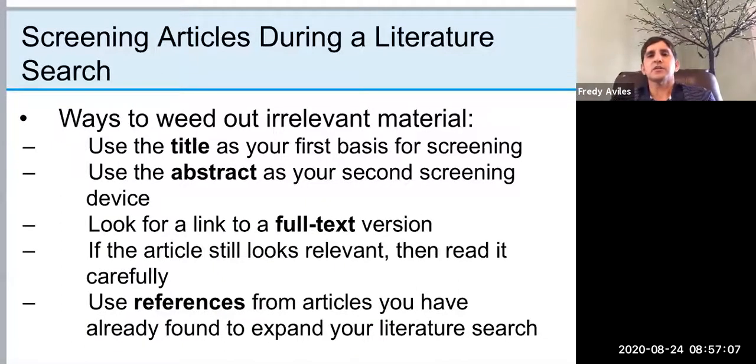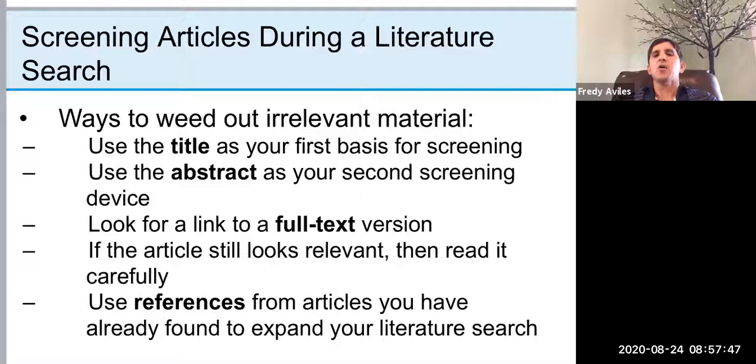Okay, screening articles during the literature search: ways to weed out irrelevant material. When you do your search, especially when you keep it general, let's say you just type in depression and see what pops out. You're probably going to get more than 100,000 different search results. That's way too many. So you want to narrow it down, okay? You can narrow it down by title. Maybe you're interested in depression, but maybe it's depression in, let's say, adolescence, or maybe depression and academic performance. So you can narrow down the title, okay?